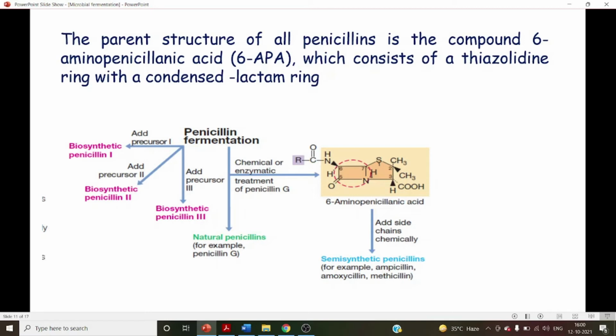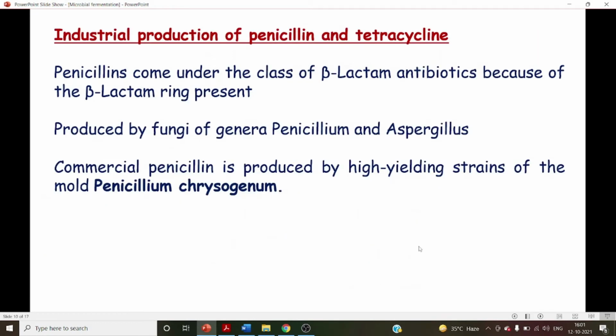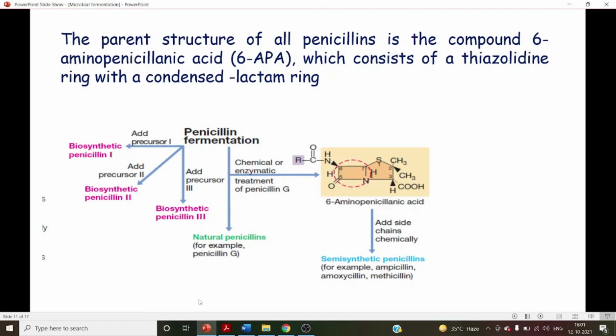Apart from penicillins, cephalosporins are also beta-lactam antibiotics. Penicillins are produced by fungi of genera Penicillium and Aspergillus. For commercial production of penicillins, high yielding strains of the mold Penicillium chrysogenum are used. So remember, Penicillium chrysogenum is a fungus which is used for commercial production of penicillin. Three kinds of penicillins are produced: biosynthetic penicillins, natural penicillins and semi-synthetic penicillins.